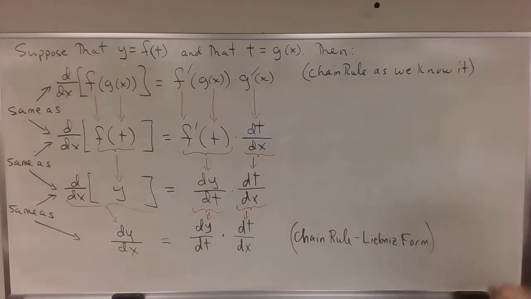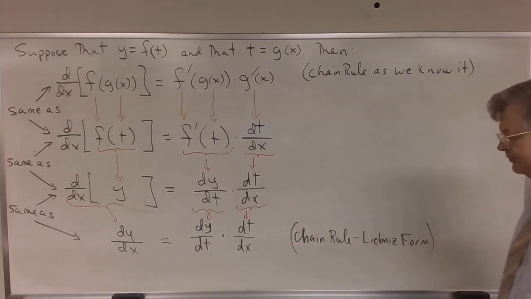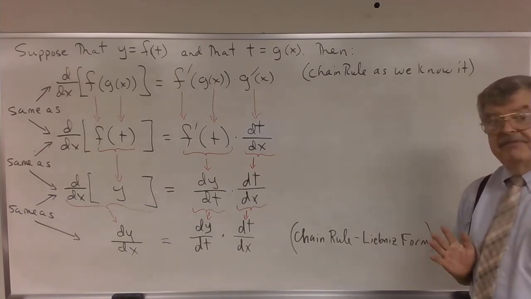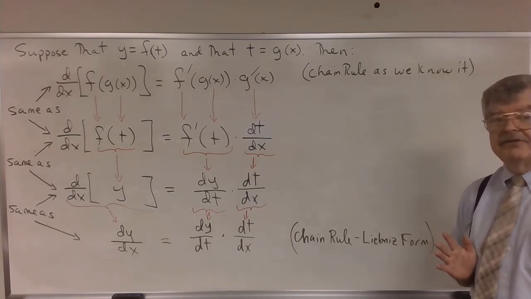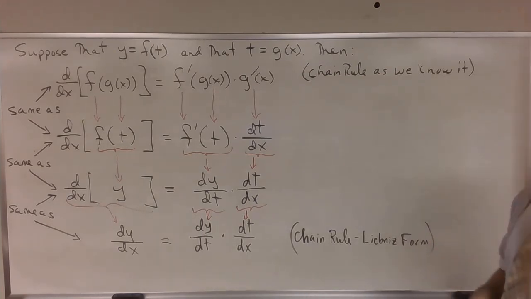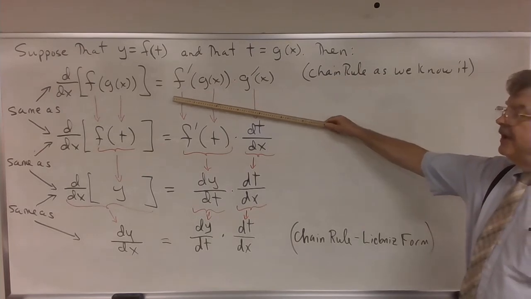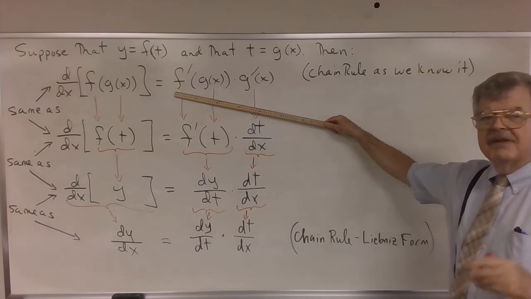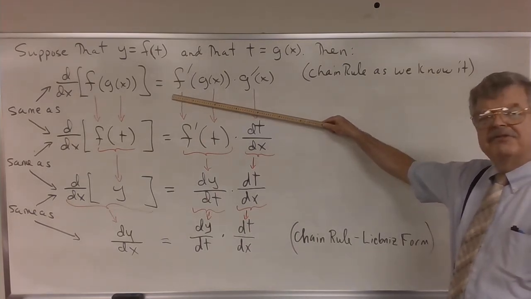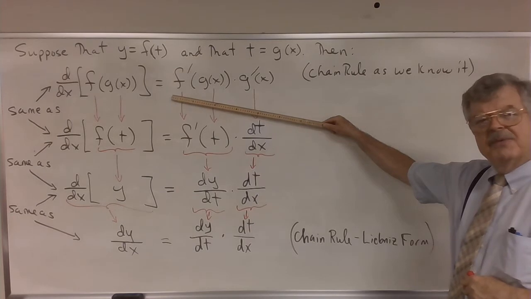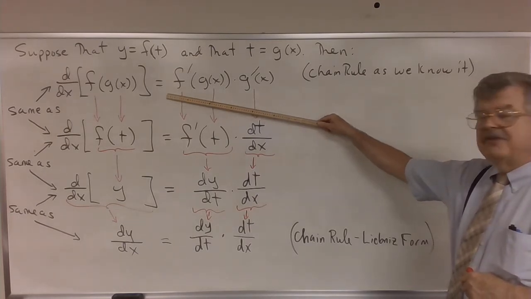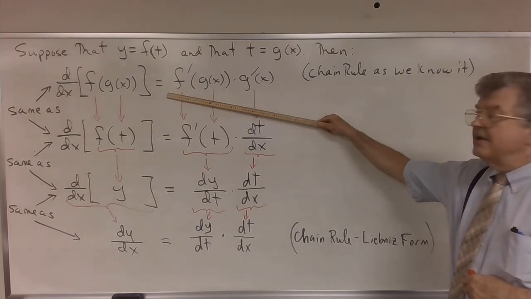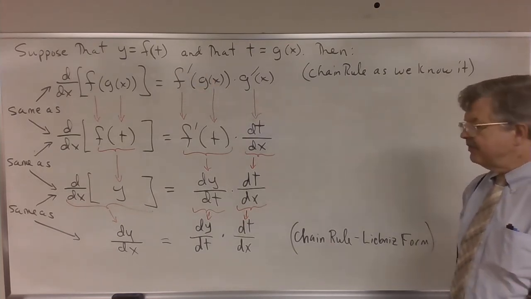So that's the chain rule, the Leibniz form. And as I said earlier, there are advantages and disadvantages to each. This form, this is Isaac Newton's form. It's great for computation. If we're doing computation, this is the form that we want to use. It's not so good for explaining theoretical results, but it's great for computation.